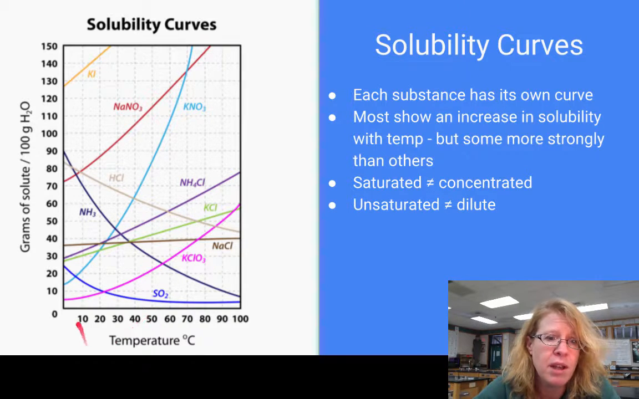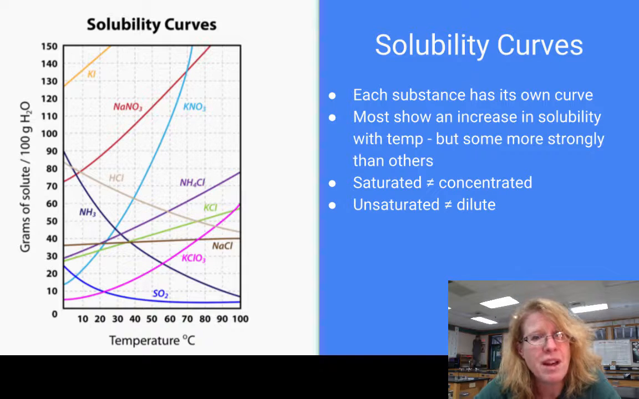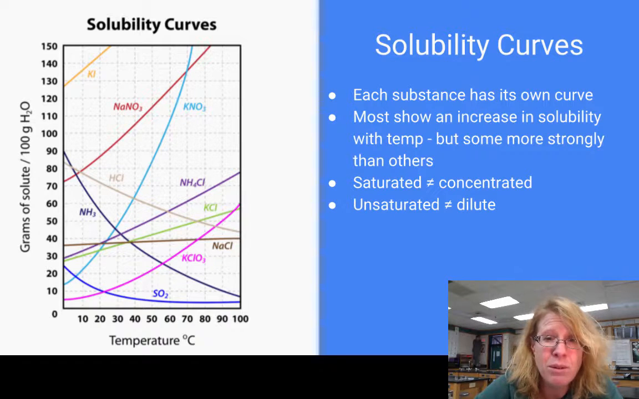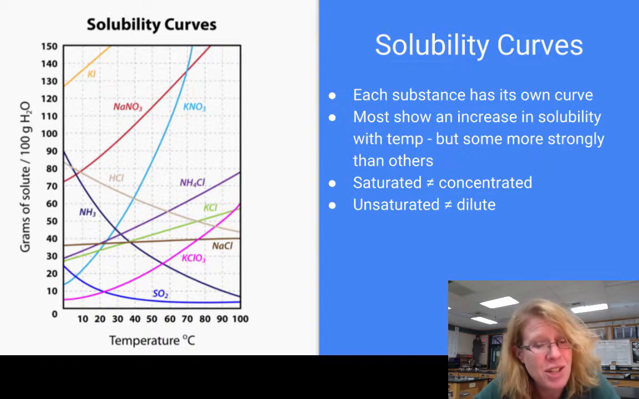So I'm going to look at this KNO3 line because it's this bright blue one. If it's a cold solution way down here, if you've got 100 grams of water, it's only holding about 20 grams of KNO3. That's relatively dilute. There's not a lot of KNO3 in there. However, that's as much as it can hold. So it's dilute, but it could be saturated.